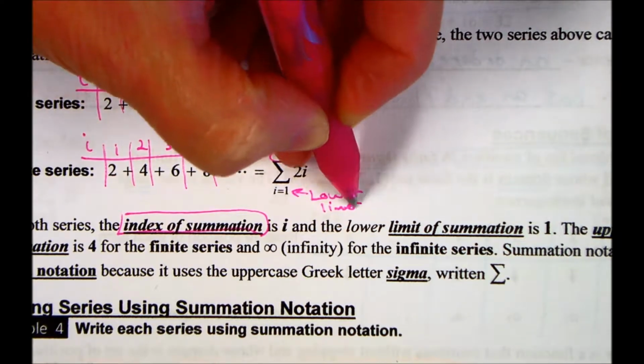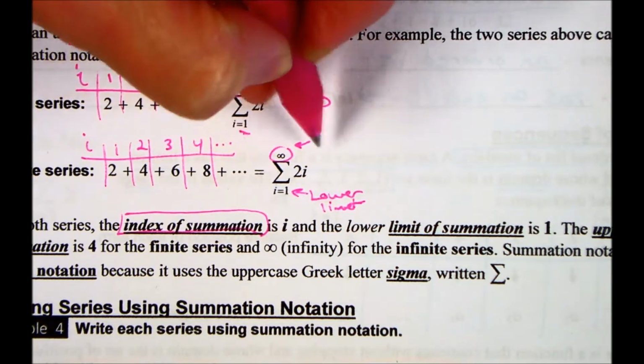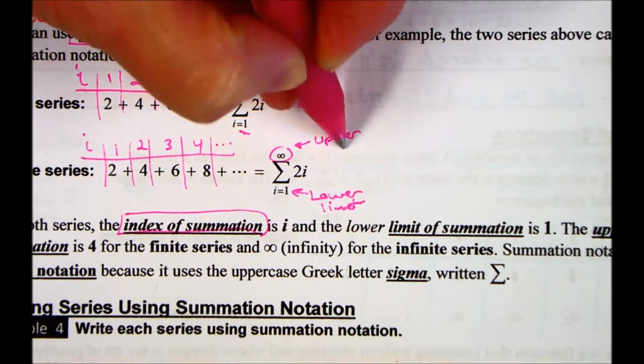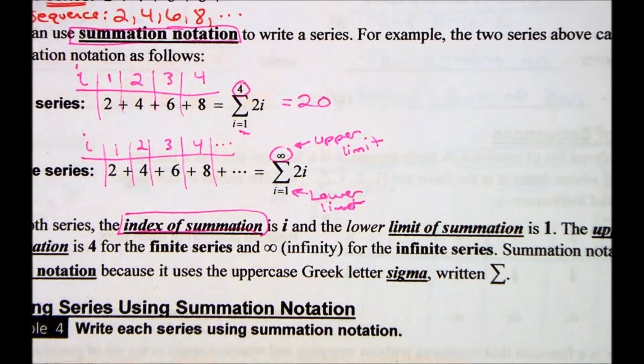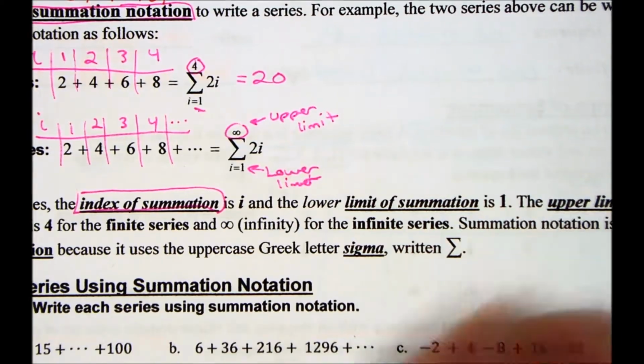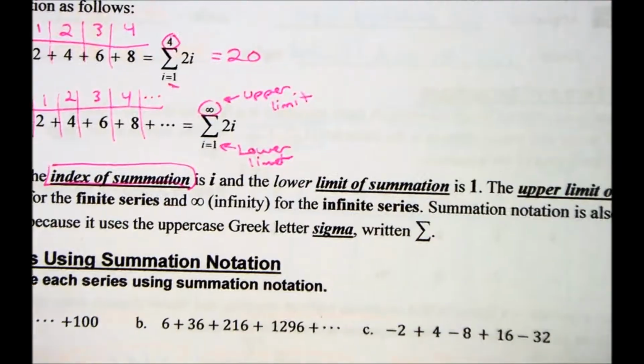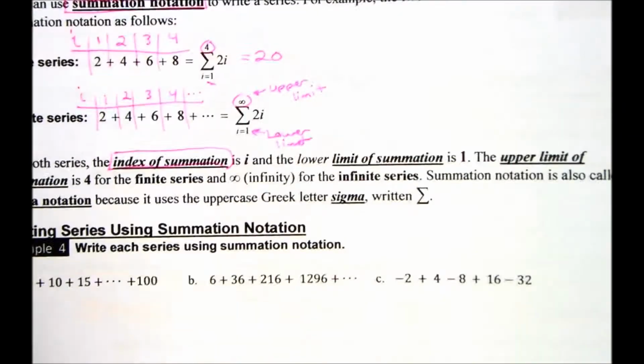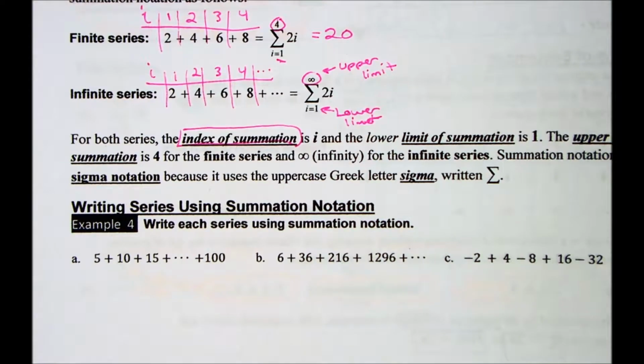And then this thing up here at the top is called the upper limit. A lot of new words, but it's all written in here in the definitions. All right, so let's see what else is important here.